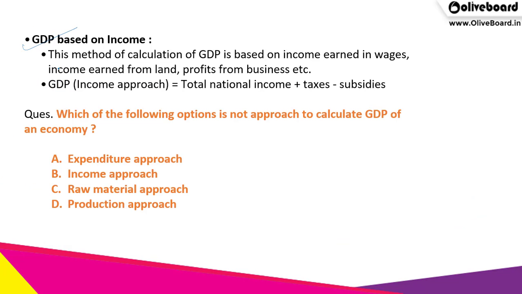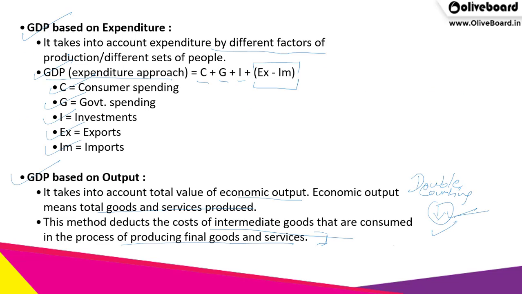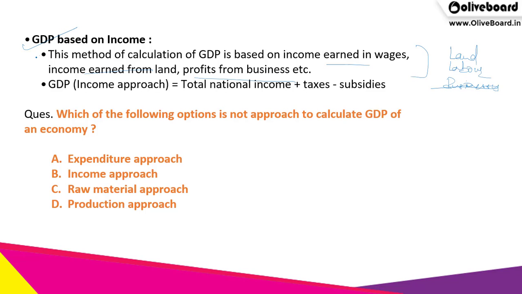Now GDP based on income. This method of calculation of GDP is based on income earned in wages, income earned from land, and profits from business. So all the factors of production: land, labor earned wages, businesses or entrepreneurs. Now this method is most commonly used, so please remember it.